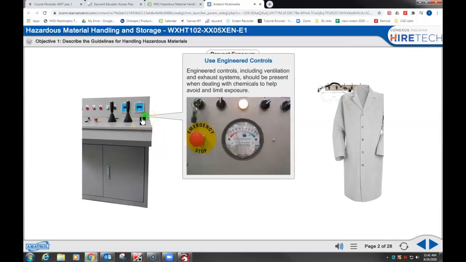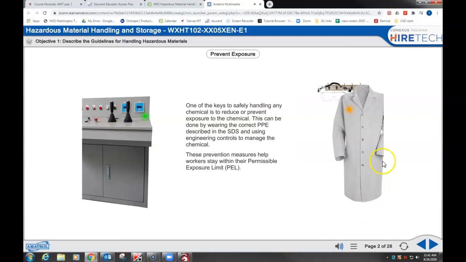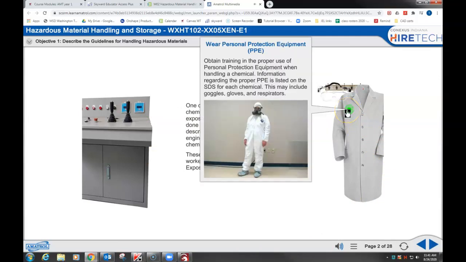Use engineered controls. Engineered controls, including ventilation and exhaust systems, should be present when dealing with chemicals to help avoid and limit exposure. Wear personal protective equipment. Obtain training in the proper use of personal protection equipment when handling a chemical. Information regarding the proper PPE is listed on the SDS for each chemical. This may include goggles, gloves, and respirators.